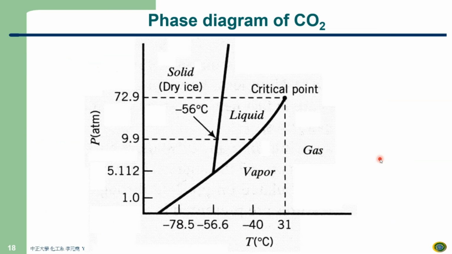Right, so this is a phase diagram of carbon dioxide. As you know, you already know the vapor, gas, liquid, and solid. And solid is called dry ice. You know that. Okay, and the triple point here, the supercritical point here, the critical point here, and the supercritical fluid here.